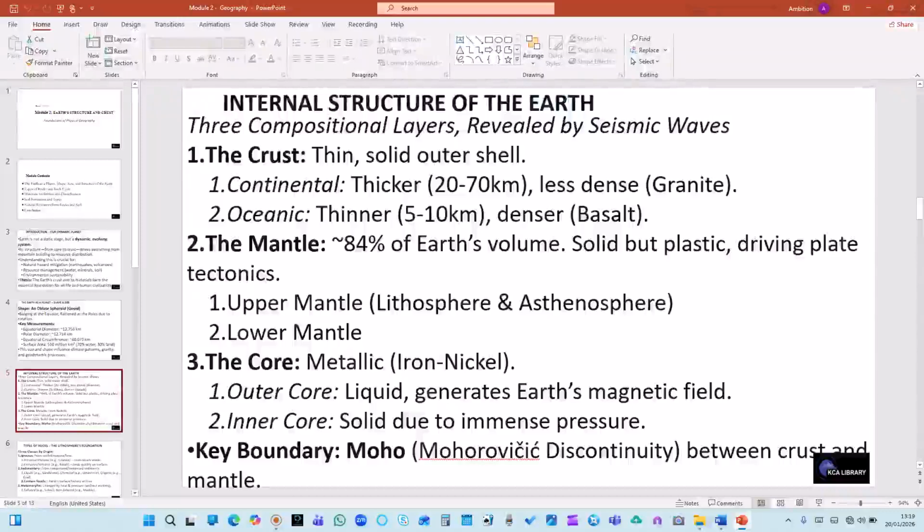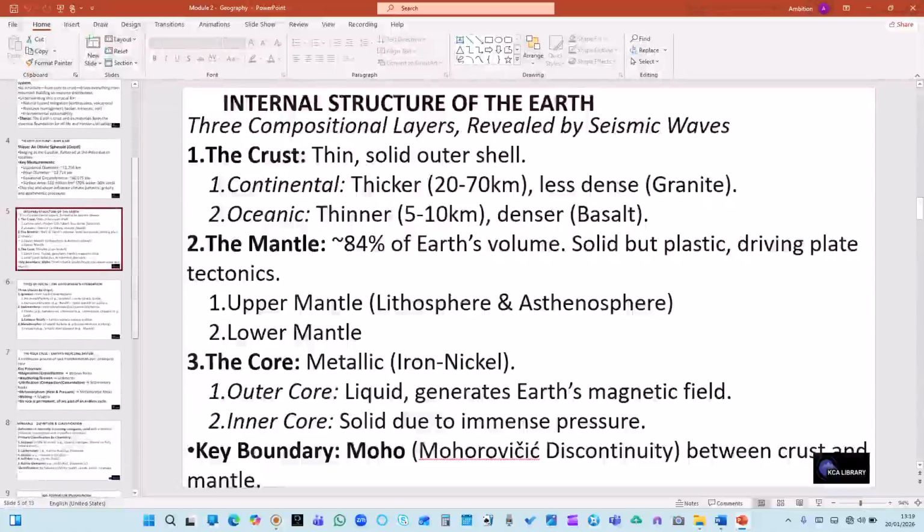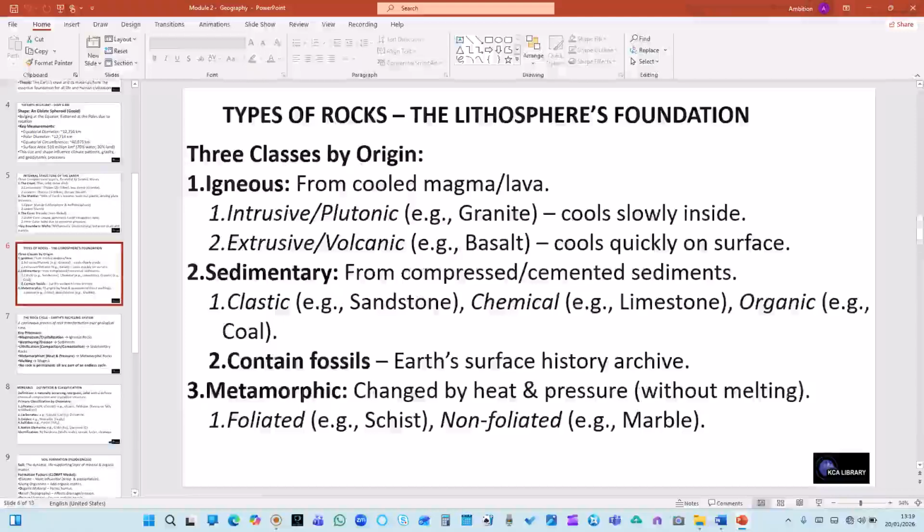The key boundary is the MOHO, that is the Mohorovičić discontinuity, between the crust and the mantle. So the MOHO is the boundary between the crust and the mantle. So this is the structure of the Earth.